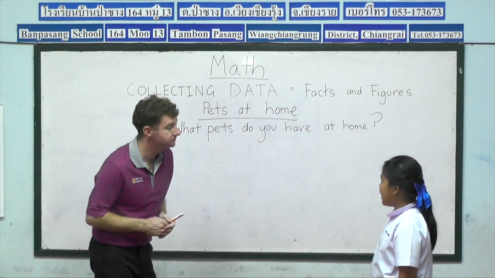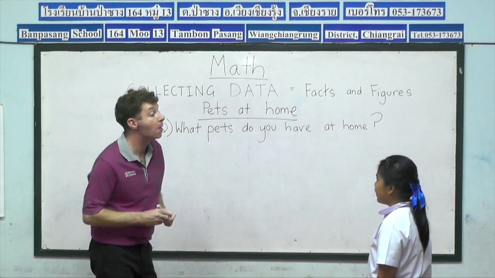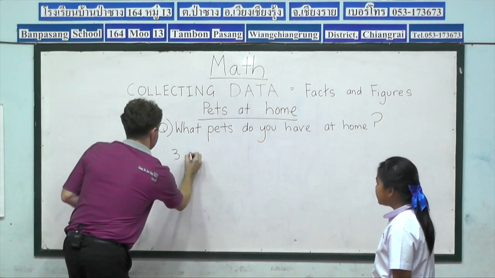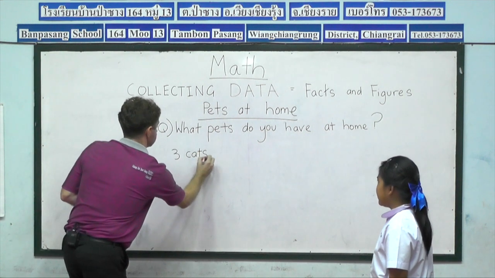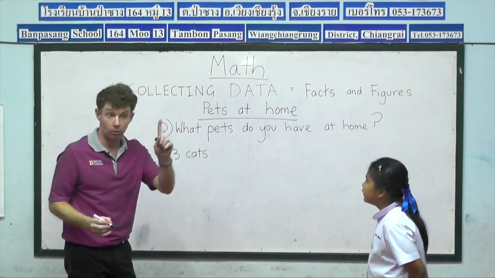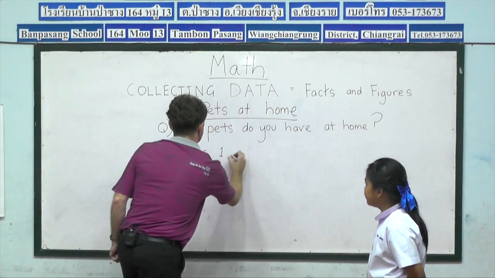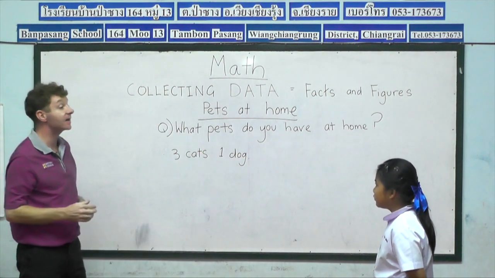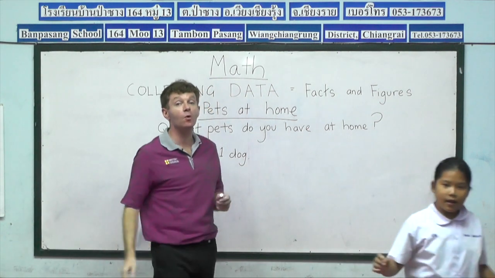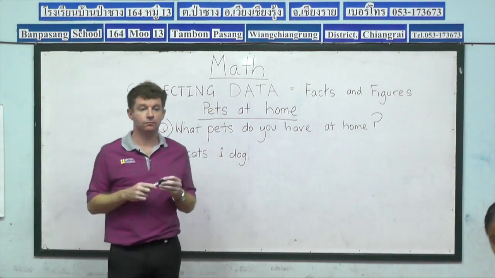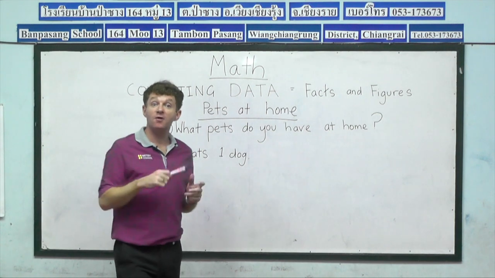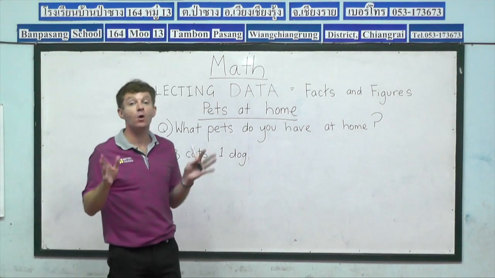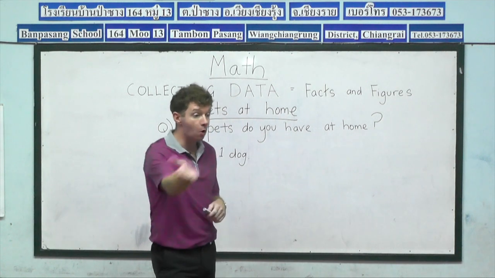Lakau. How many cats? Three cats. Okay, so we have three cats. C-A-T-S. One dog. Okay. Three cats, one dog. So there's our first amount of data there. Lakau, that was excellent. High five. Big round of applause for Lakau. So you can see we've got our first piece of data. Three cats, one dog. But we're not finished yet. We're only getting started.